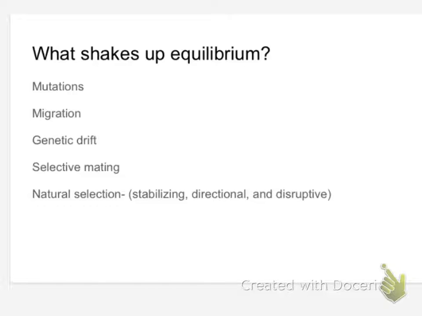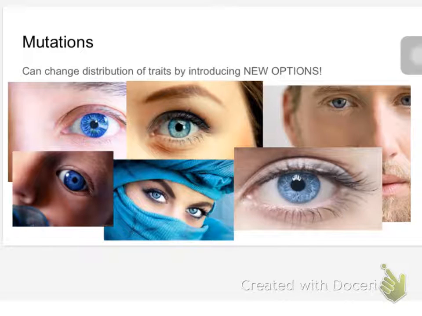Mutations, migration, genetic drift, which is what we're going to talk about tomorrow, selective mating, which most animal species do one way or another, and natural selection. We're going to talk a little bit more about that too. Mutations, migration, genetic drift, selective mating, and natural selection. Mutations change the distribution just by introducing an option. They change the distribution of traits by introducing new options.